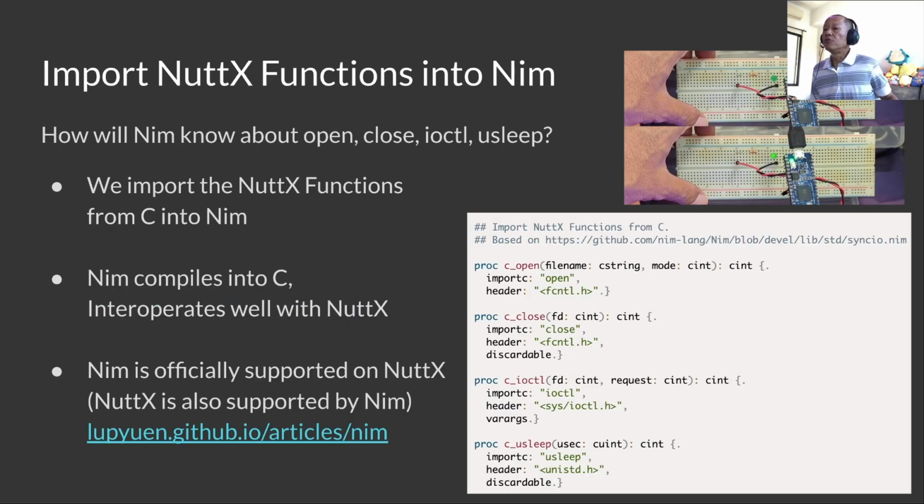How will Nim know about open, close, ioctl, usleep? This is how we import the NuttX functions from C into Nim. Notice that Nim imports C functions directly from C header files. This works because Nim programs compile into C code, which gets compiled and linked into NuttX with the exact same GCC compiler. This means we get seamless integration between Nim and NuttX.